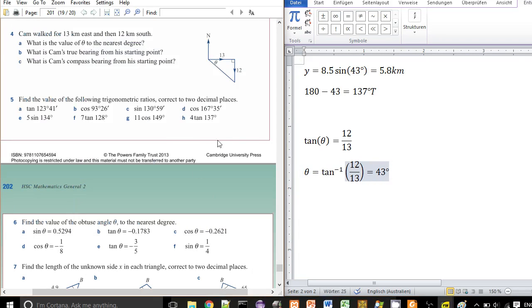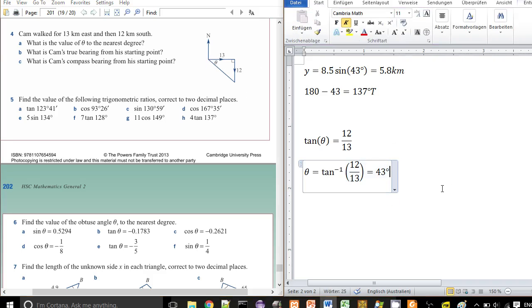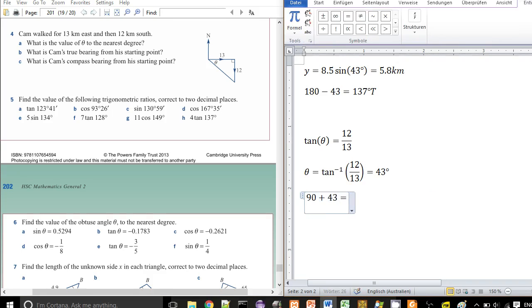Just remember, anytime you're finding an angle in trig, you use inverse tan, inverse cos or inverse sine. What's his true bearing from his starting point? So he started here, went that way. All we need to do is, there's 90 here, plus that extra 43. So 90 plus 43 is 133 degrees. That's the true bearing that he went on.